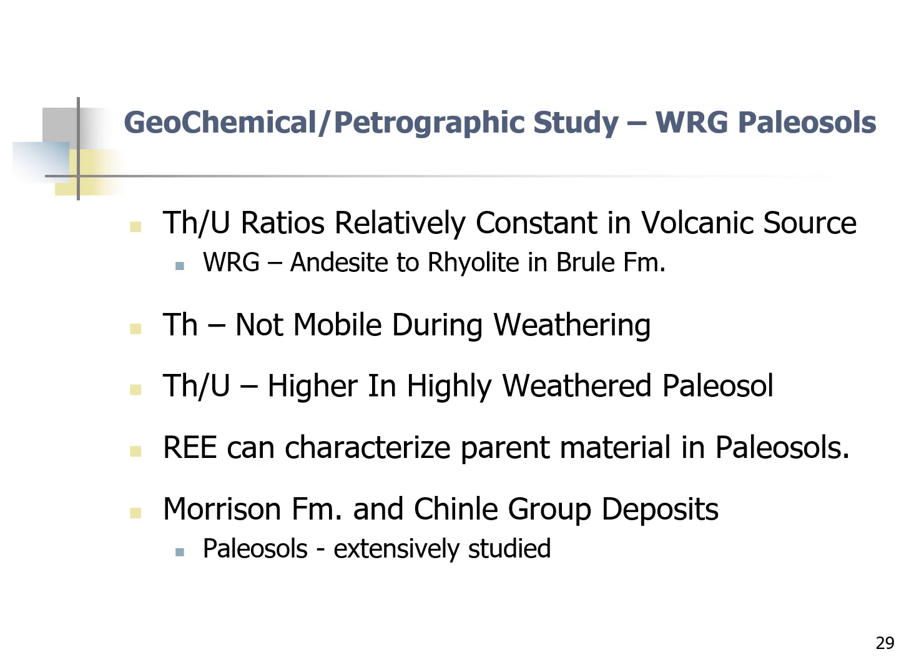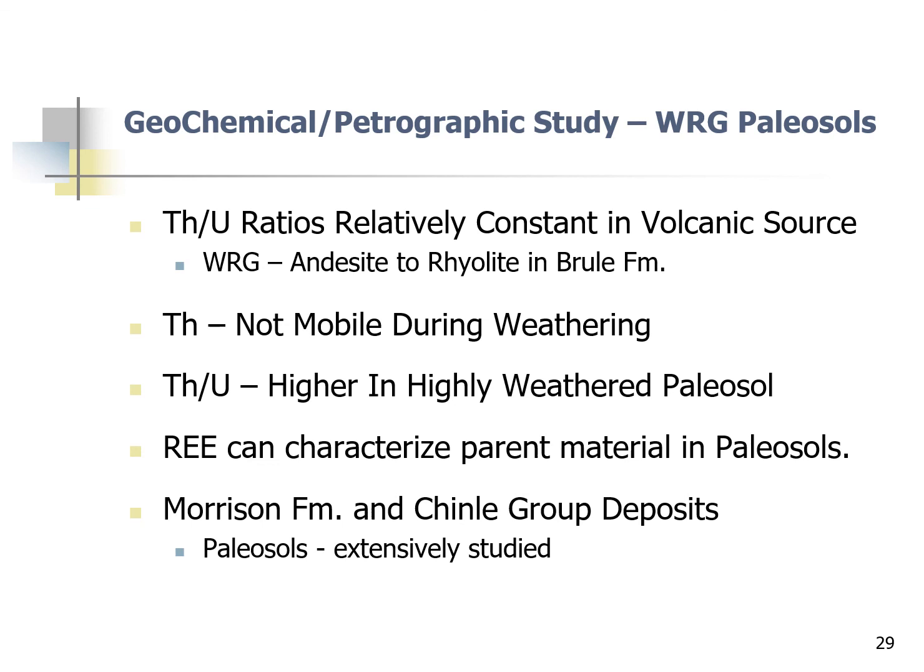As mentioned earlier, thorium is not mobile during weathering. Uranium is. We expect to see high thorium-uranium ratios in highly weathered paleosols. We could also perhaps use rare earth elements to characterize what parent material is present in these paleosols. Is the interior paleosol rhyolitic in nature with the parent material, or is it just weathered Yellow Mounds paleosol?